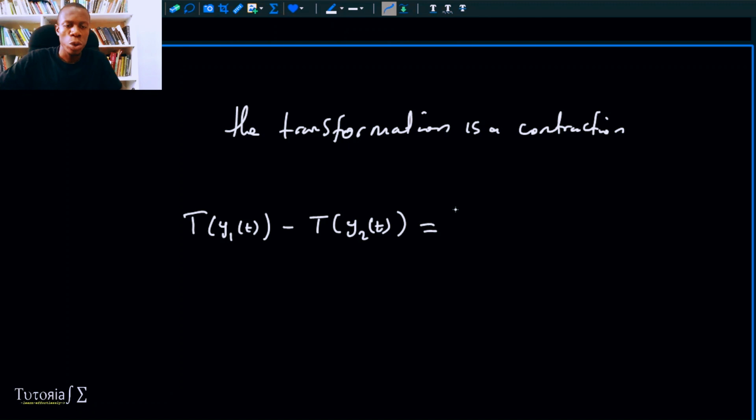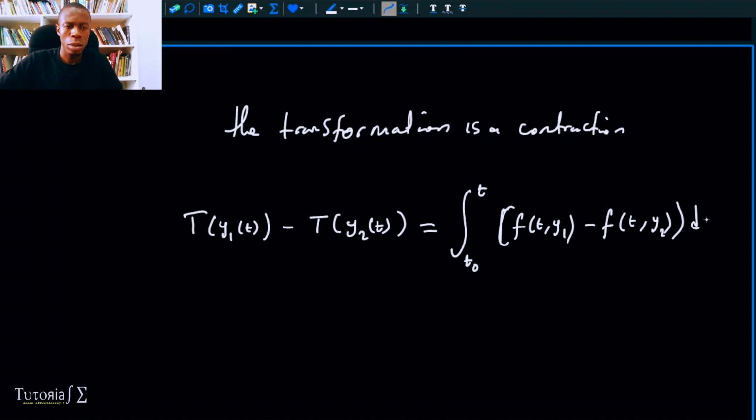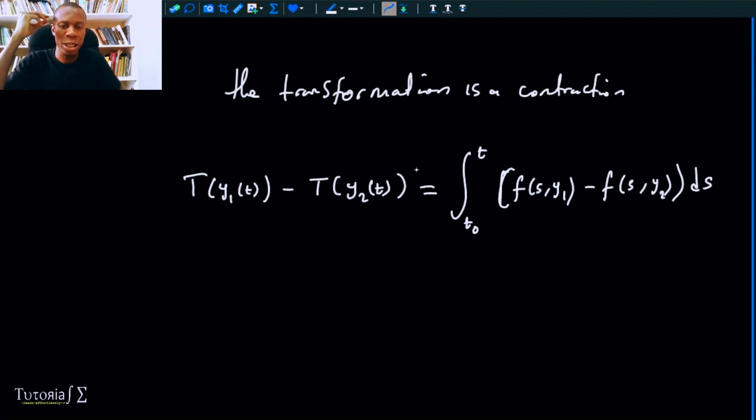And this will be equal to the integral. The constants will cancel out, so it will just be t0 to t, then we have f of (t, y1) minus f of (t, y2) dt. Okay, so instead of t, let me put s, because when we integrate, we have to replace back t. And same thing, introducing absolute values on both sides.